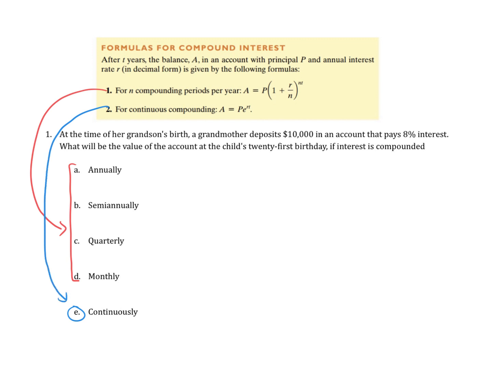So for the first four, we have n values. Annually is once a year, n will equal 1. Semi-annually is twice a year, n will equal 2. Quarterly is 4 times a year, n equals 4. And monthly, n equals 12. The principal, or the initial amount of the deposit, is $10,000. So P equals $10,000. The rate, just like before, we always look for the percent and we change it to a decimal.